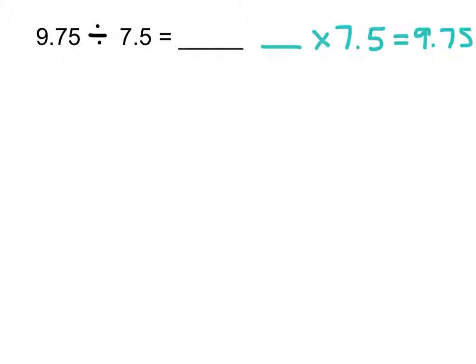So I'm looking at this problem and I'm noticing to myself that this is actually interesting. I know that if I were to do one group of 7.5, that would be just 7.5, which is a little bit too small. It's smaller than 9.75. But let's say I were to go up and do two groups of 7.5.